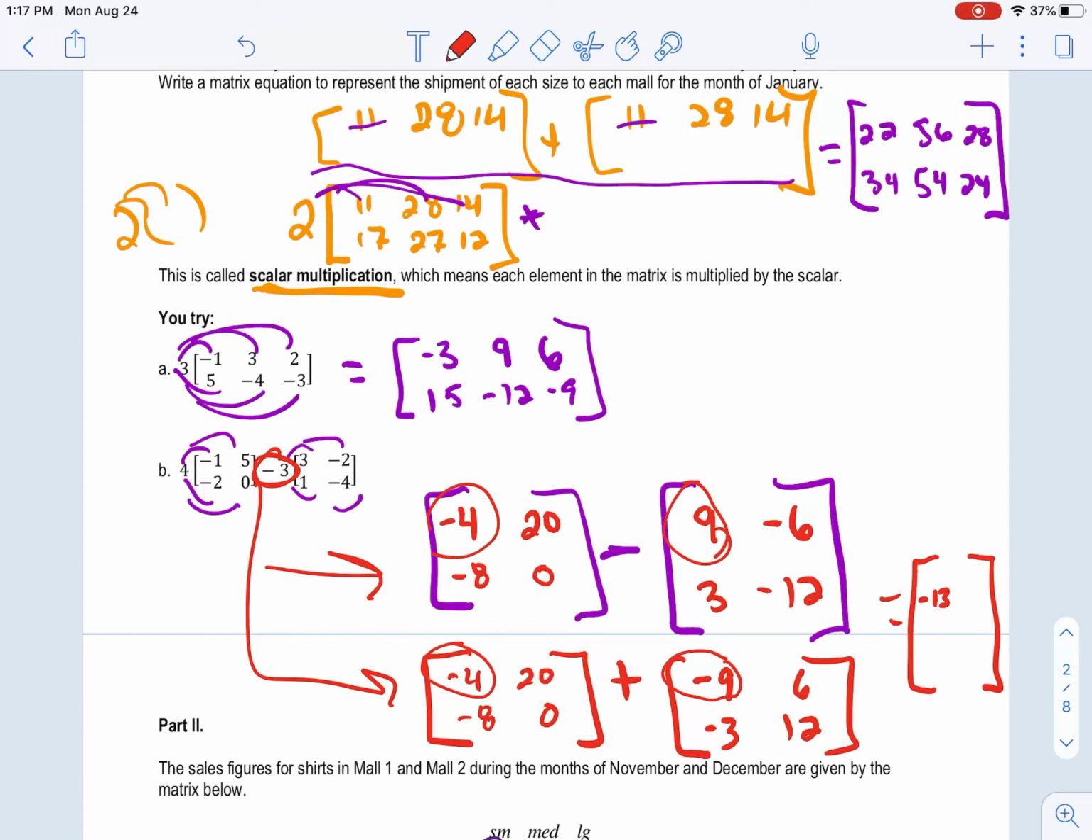20 minus a negative 6, minus a negative is positive, or 20 plus 6 is 26. So you see, it doesn't matter which way you do that, whichever way you're more comfortable with, the purple way or the red way, you're going to end up with the same answer. So negative 8 minus 3 is negative 11, or negative 8 plus negative 3, that's negative 11. And then 0 minus 12, 0 minus negative 12, or 0 plus 12, you get positive 12.